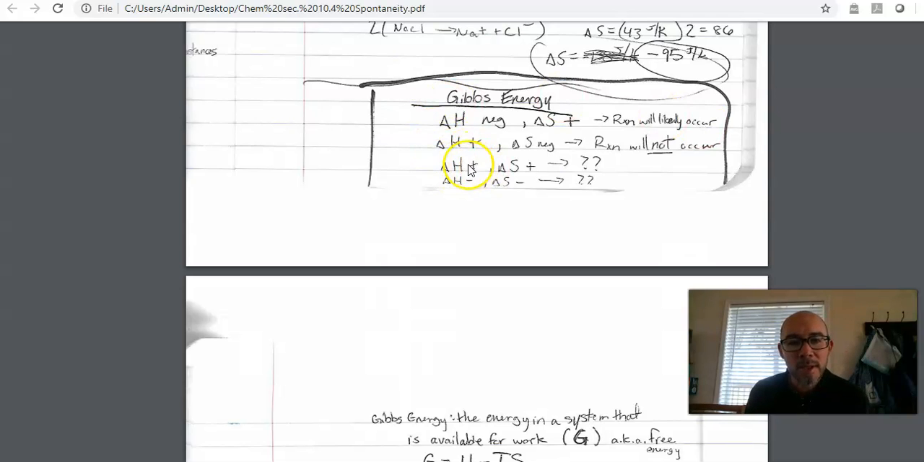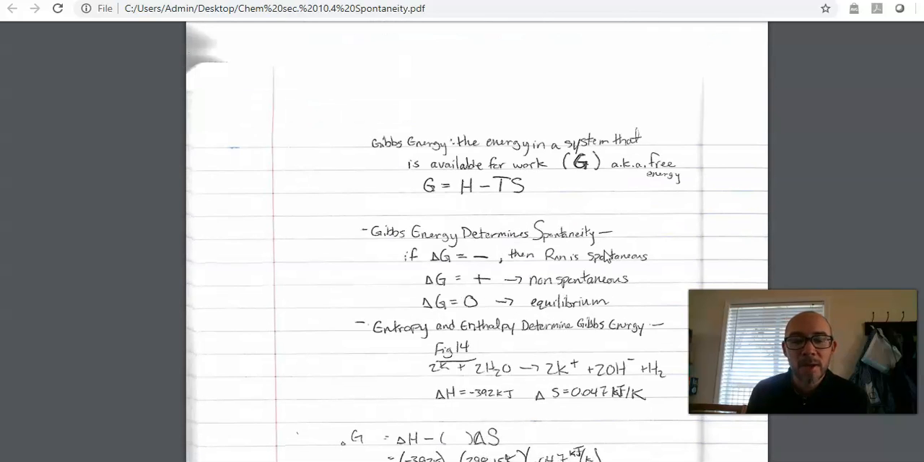The other cases, if H is positive and delta S is positive, we're not sure. It depends. And if they're both negative, it also depends. So we've got some things to think about here with this type of equation.